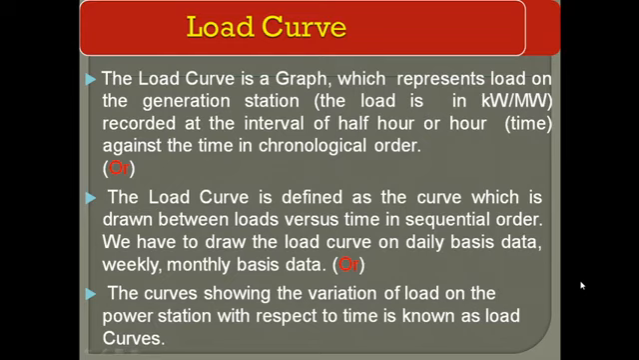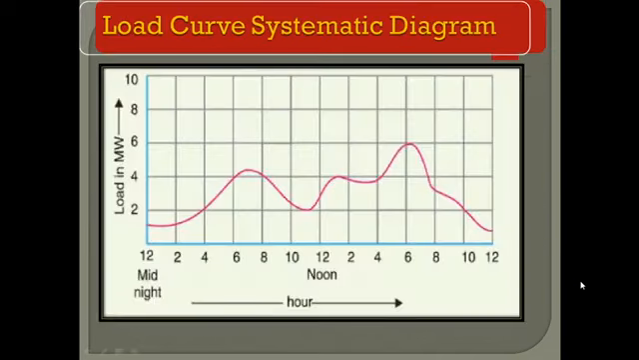It is the curve showing the variation of load on the power station with respect to time, and it is called the load curve. As you can see, the load in megawatts is on the y-axis and the hour is on the x-axis. This is the variation according to the time.